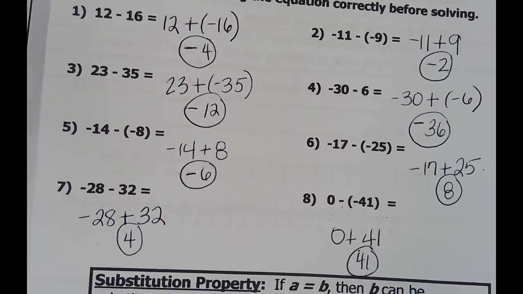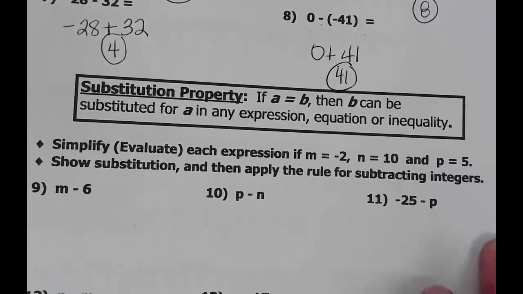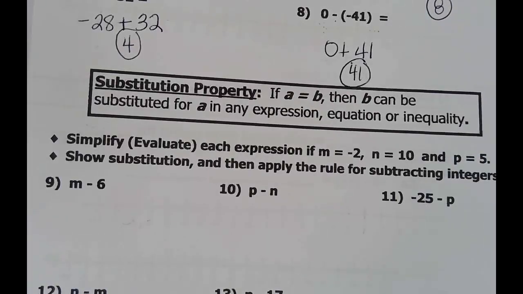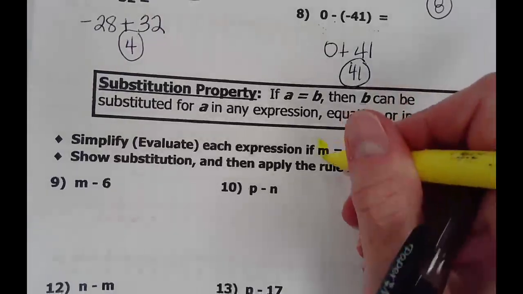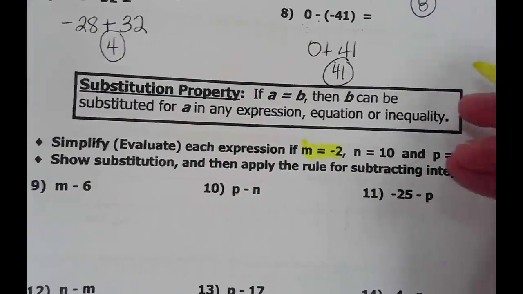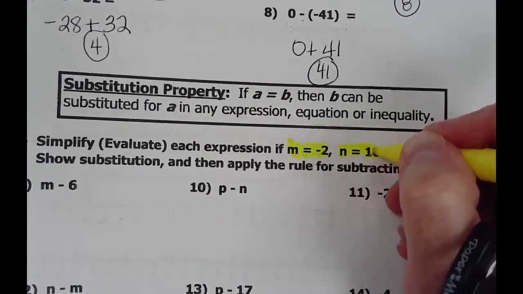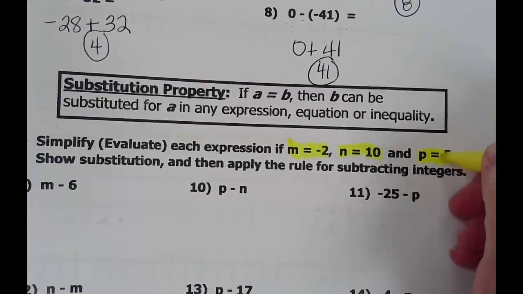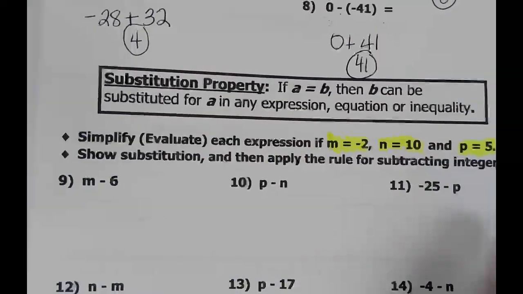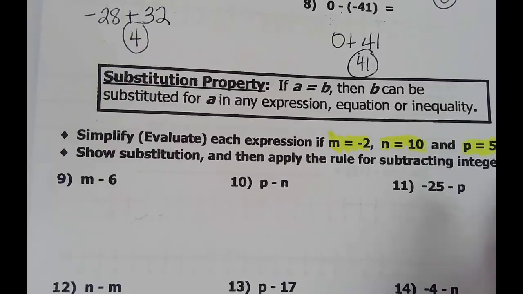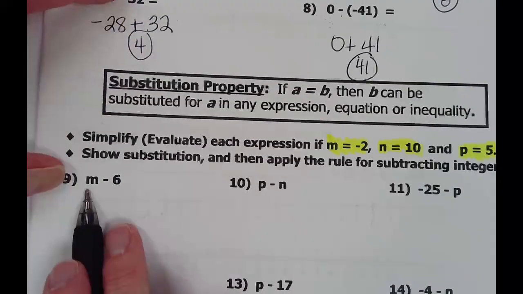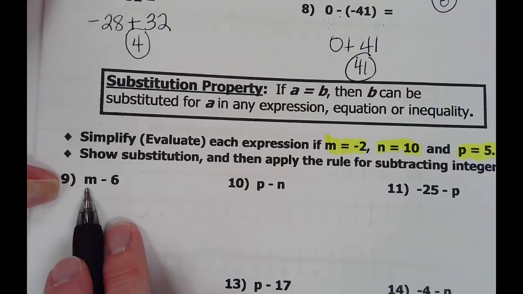All right, at the bottom we have substitution. First thing we're going to do is just substitute. Anywhere we see M, we're going to put a negative 2. Anywhere we see an N, we're going to put a positive 10. Anywhere we have a letter P, we're going to put a 5. All I want you to do, not solve, just substitute. What am I going to put for M?